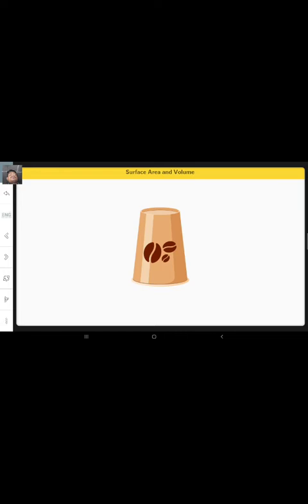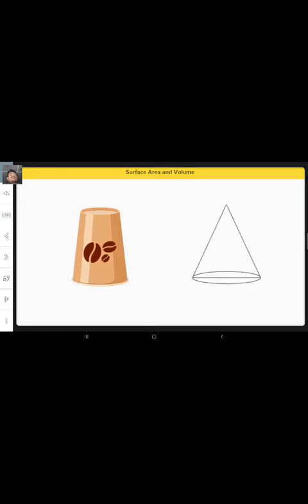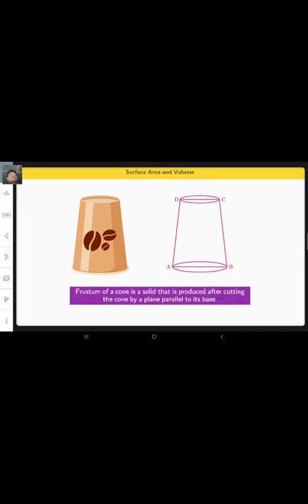Let us take the example of a paper cup. A paper cup looks like the remaining part of a cone after cutting its top by a plane parallel to its base. Here, ABCD is a frustum left after cutting a cone from its top by a plane parallel to the base AB. The frustum of a cone is a solid that is produced after cutting the cone with a plane parallel to its base.